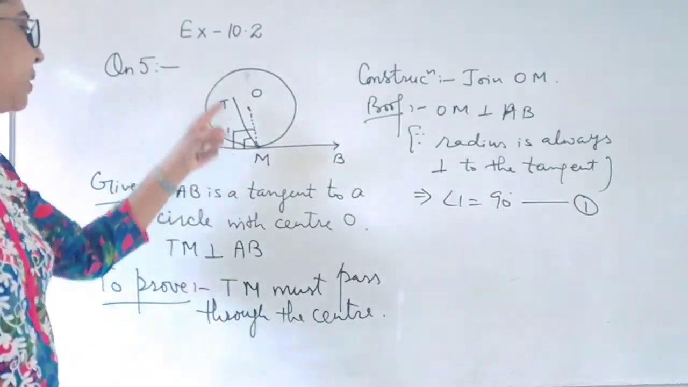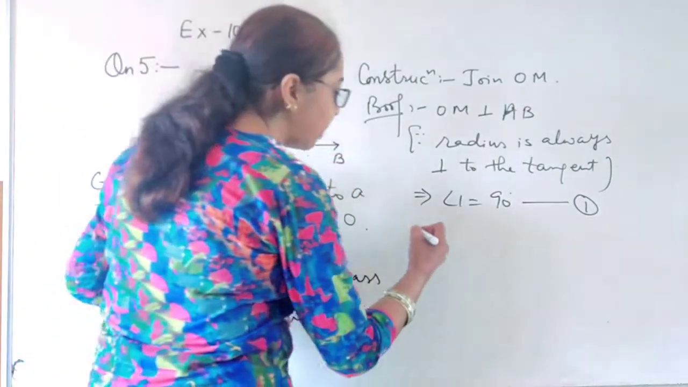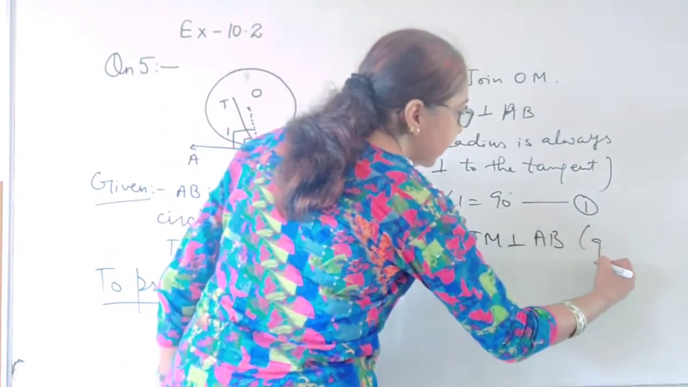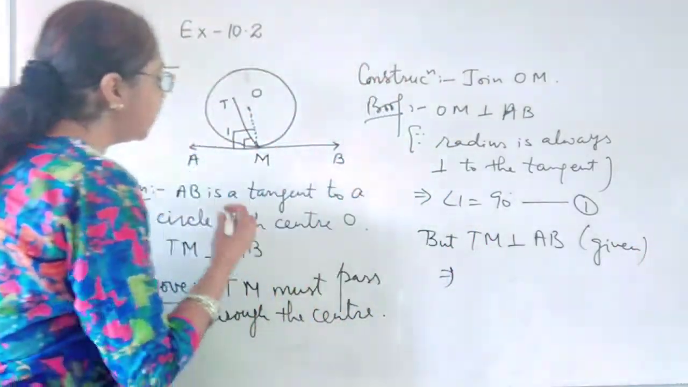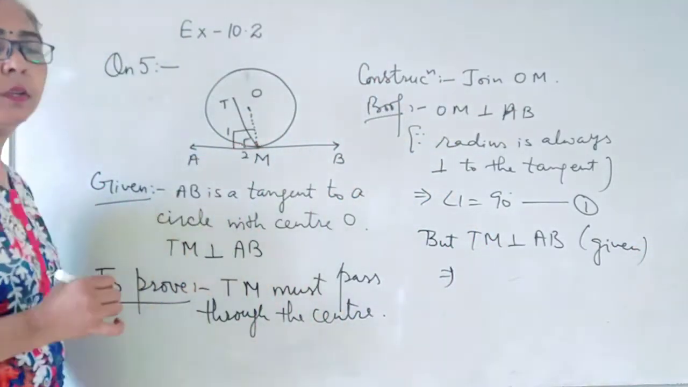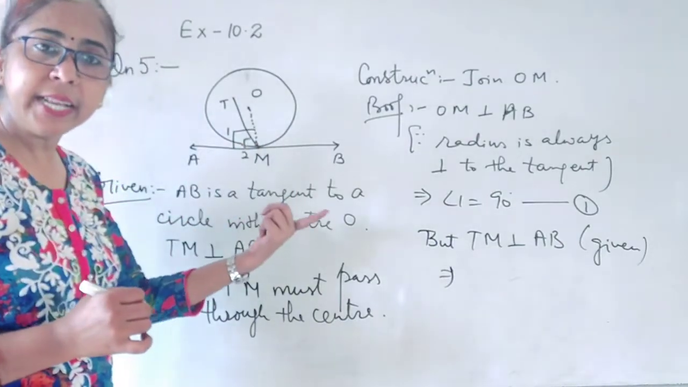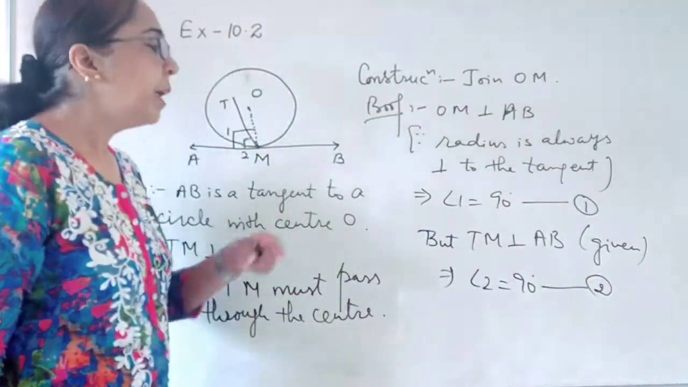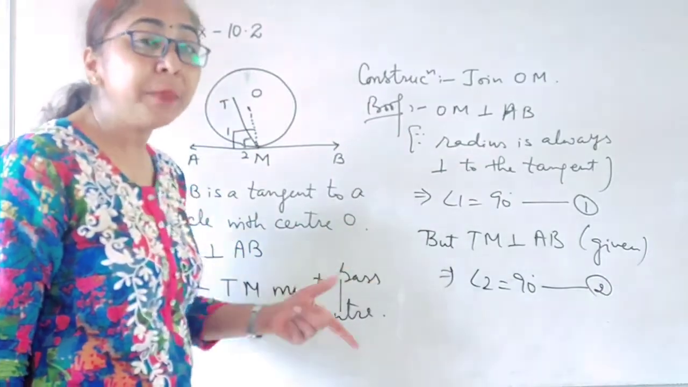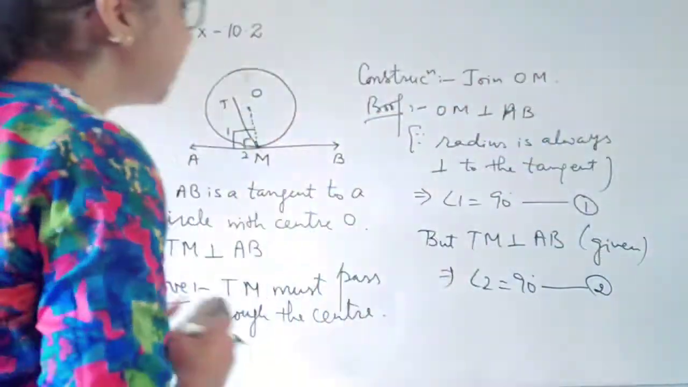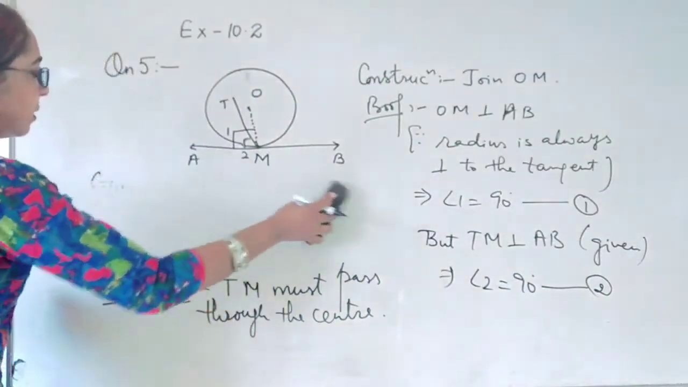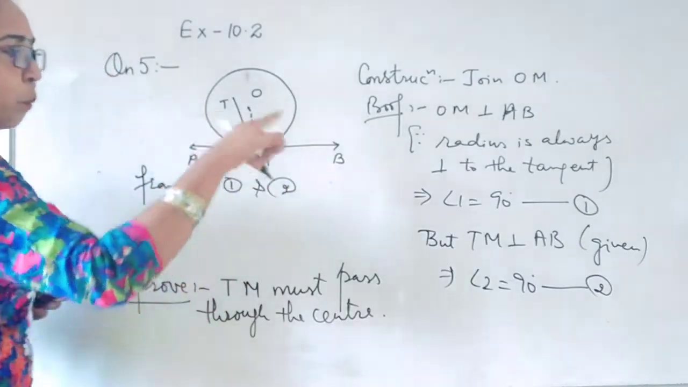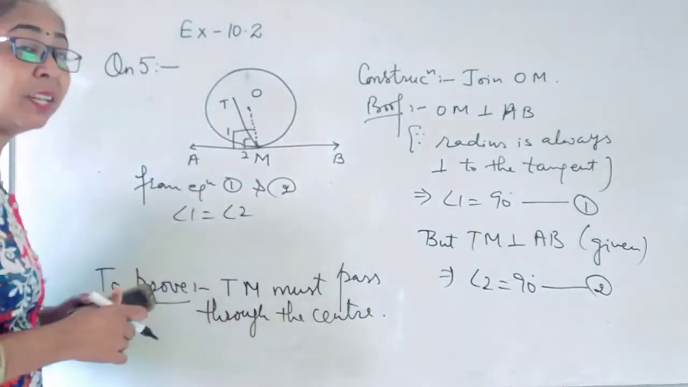But it is also given in the question that TM is perpendicular to AB. This is also given. So this implies this angle, angle 2, should also be 90 degrees. That means angle 2 is 90. Now angle 1 is 90, angle 2 is 90. It means both are equal. That means from equations 1 and 2, we have angle 1 equal to angle 2.